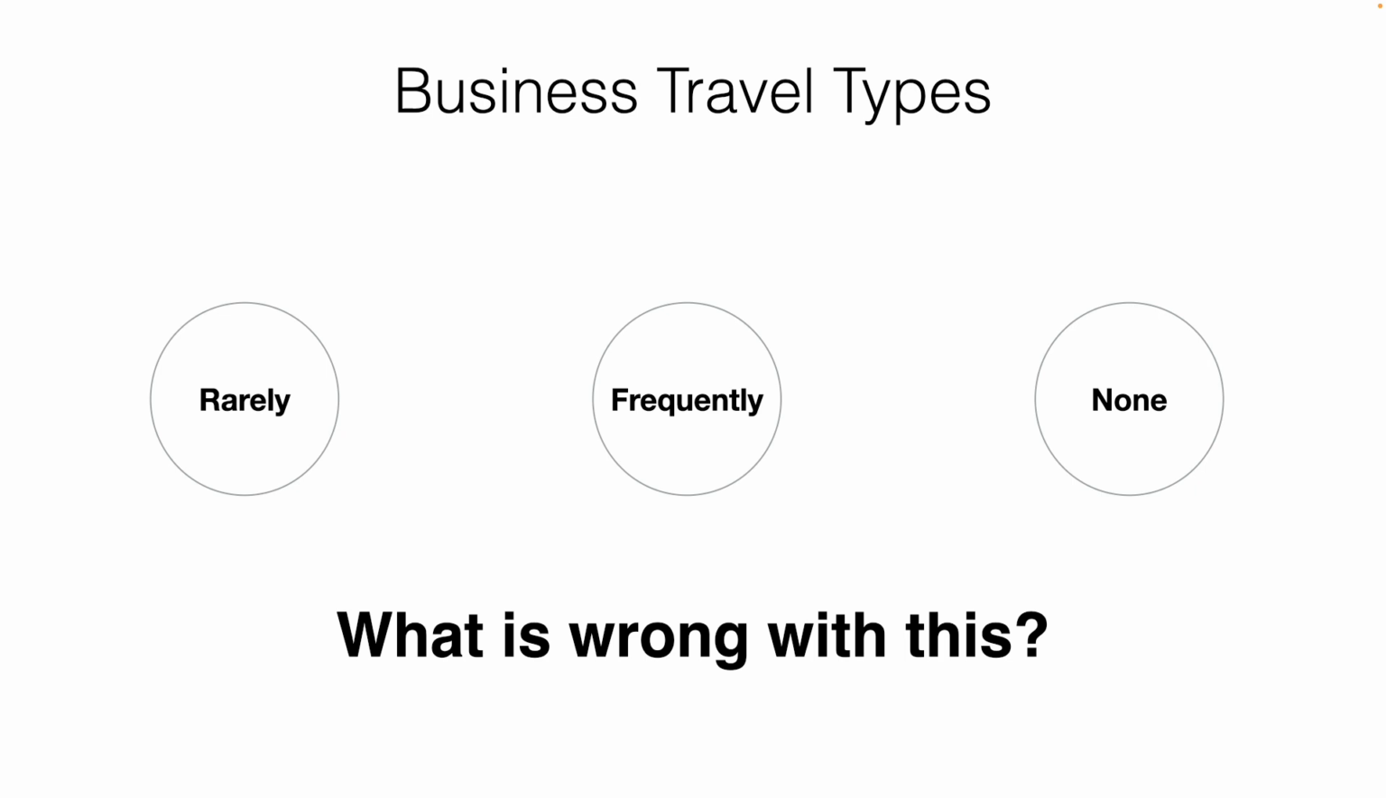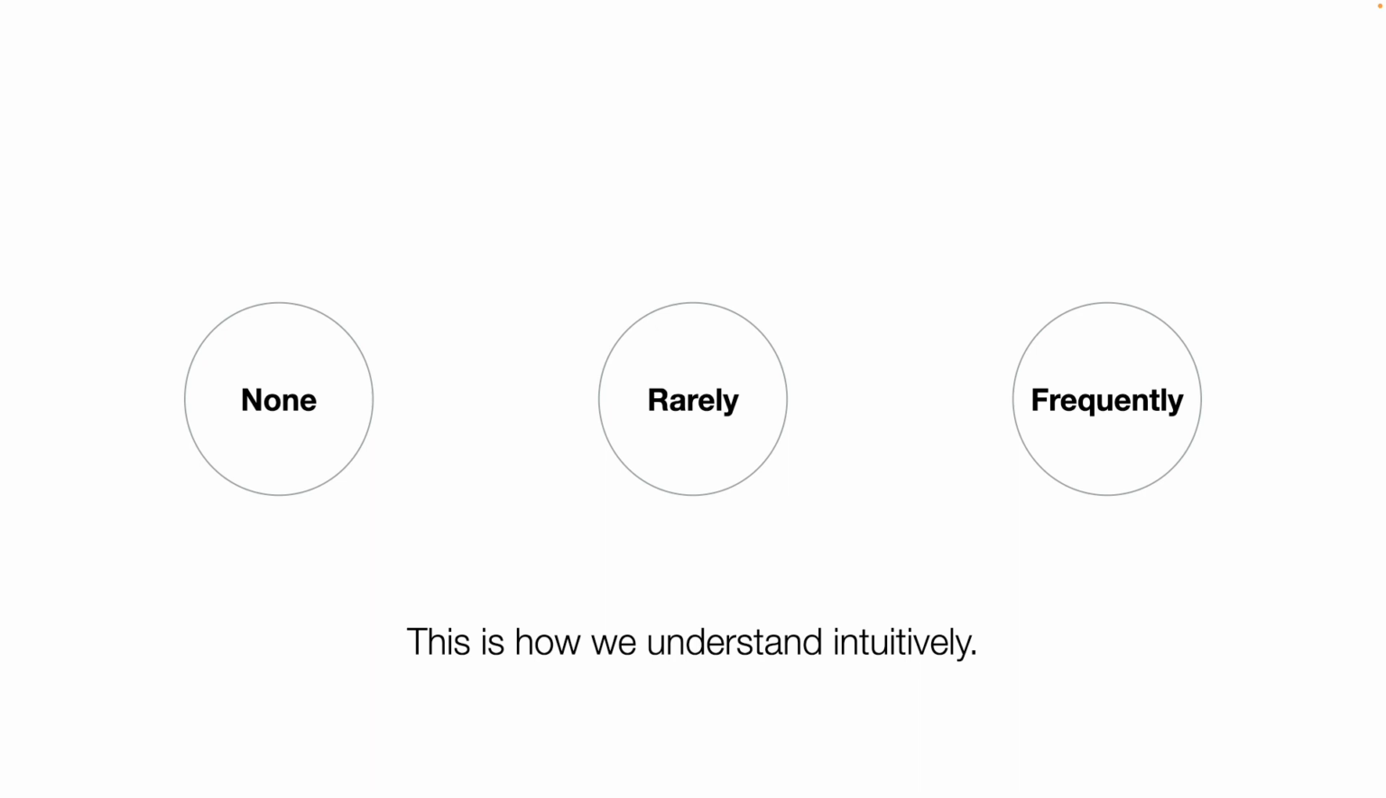There's something kind of weird about this. That's because we are more accustomed to this order: starting from none, which means non-travel at all, then rarely, like maybe once or twice a year, and then frequently, like often, all the time, every week, every month, or whatever. In this way, we can understand it more naturally, more intuitively.